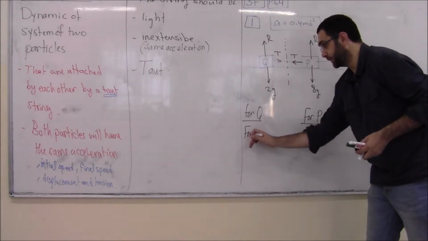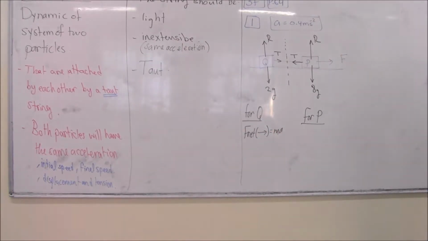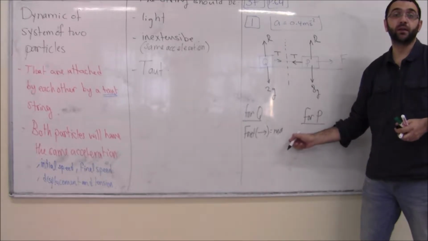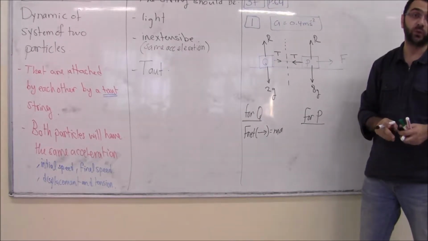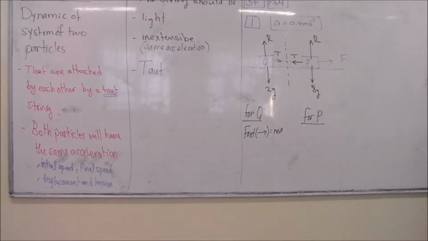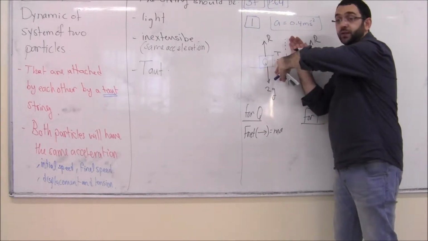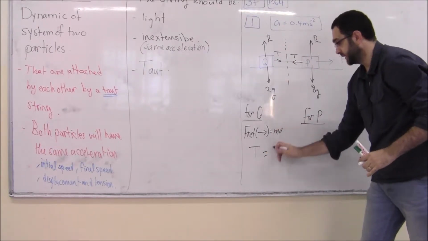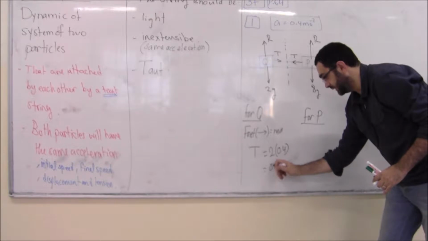For Q, where is the motion? F net forward equals ma, since there is an acceleration. Pay attention, please. Always the tensions along the objects will be in opposite directions. What do we have along Q only? Tension, only in this direction. So T equals the mass, 2, times the acceleration, 0.4. So tension equals 0.8 newtons.